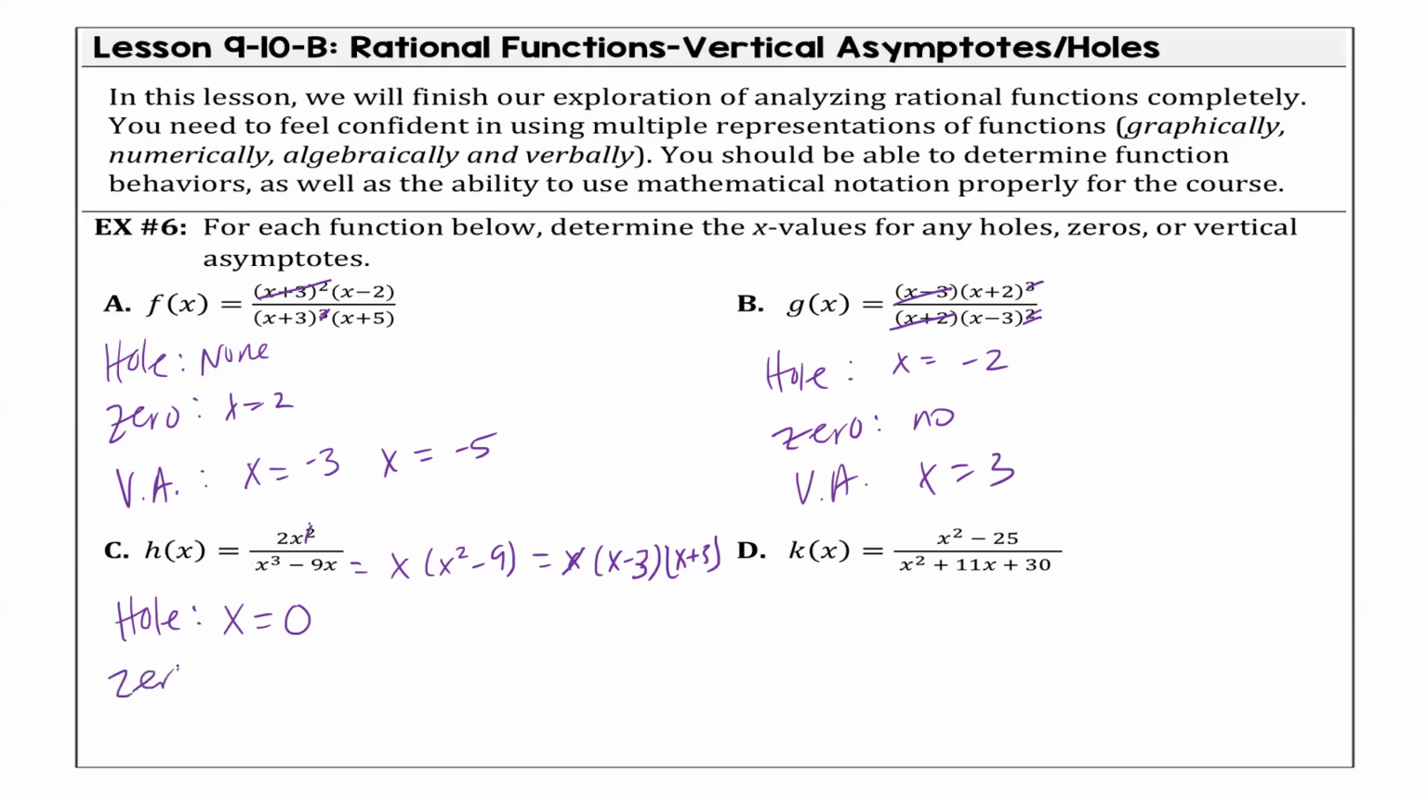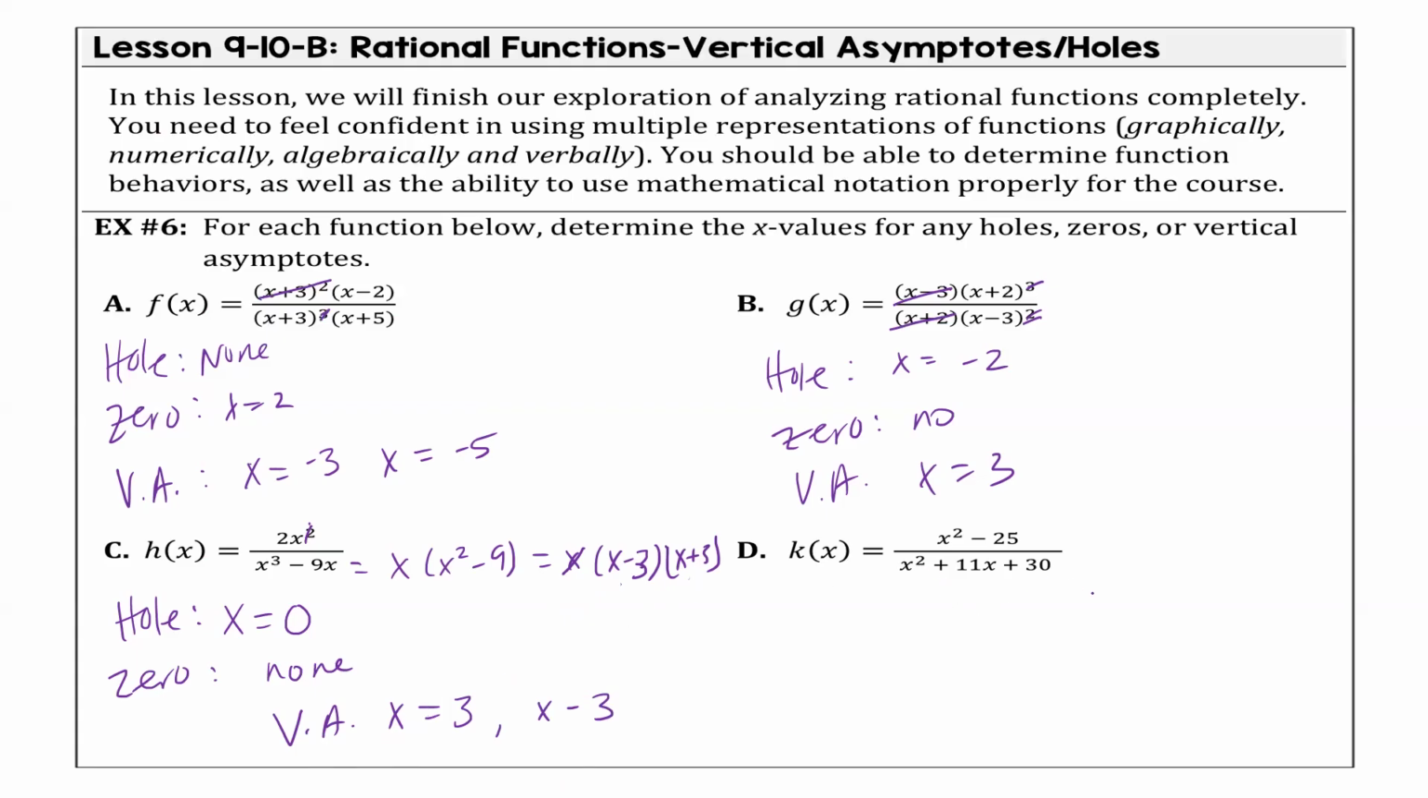Okay, therefore, do I have a 0? No. None. And then what about my vertical asymptote? Yes. How many? Negative 5. Positive 3 and negative 3. There we go. Next one.